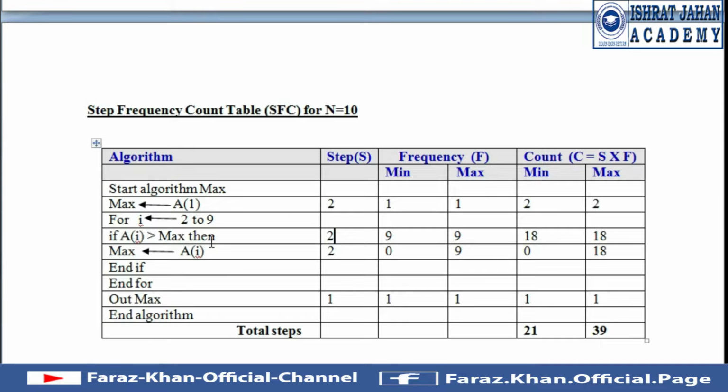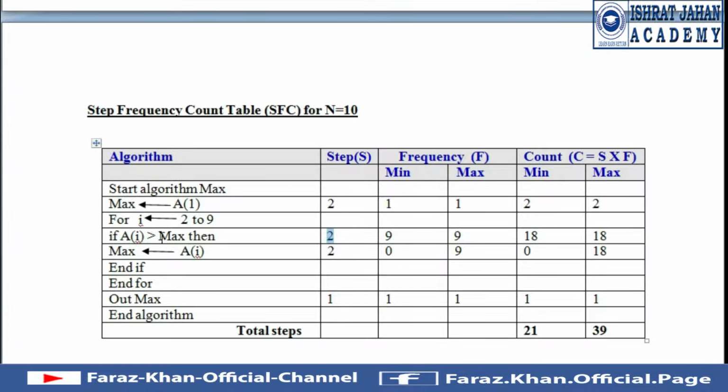Now A into I, after finding the greatest element, whatever the element would be, I will assign in max. So here is one variable and the second variable. I take A into I as one variable and max as the second variable. So two variables, 2 steps. Out max, one variable, 1. I repeat, starting from the beginning. Here is the A into 1. I have initialized. Now two variables, 2 steps.